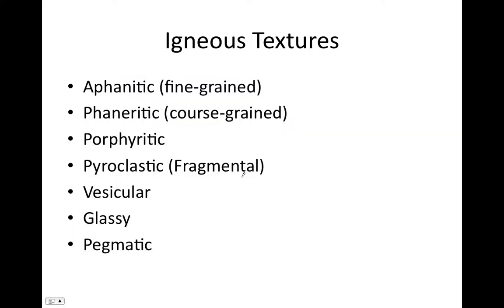So now we're going to look at some igneous textures. The texture of an igneous rock is the way the rock looks and feels. This is mainly determined by the size of the mineral crystals, and sometimes even the lack of mineral crystals, and even other features like gas bubbles. So the different igneous textures that igneous rocks possess are Aphanitic Texture, that's the fine-grained, the small mineral crystals. Phaneritic Texture, that's the coarse-grained texture, large mineral crystals. Porphyritic, Pyroclastic, Vesicular, Glassy, and Pegmatitic.